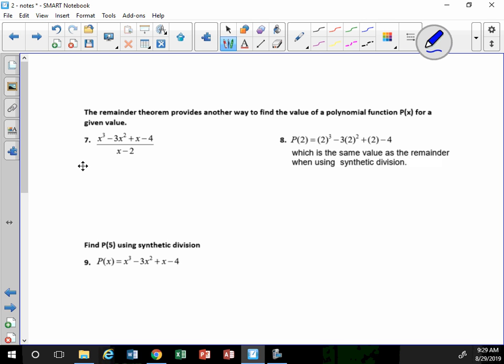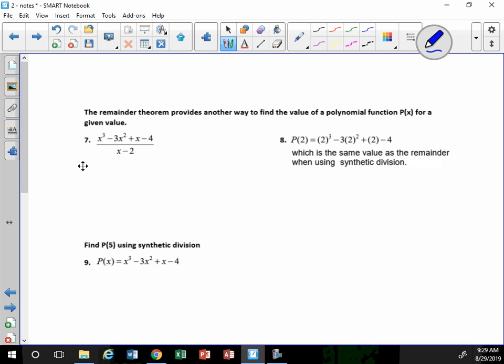All right, so on the back, we're going to start talking about the remainder theorem here. That's one of the theorems you had at the top of your notes. What the remainder theorem tells you is if you plug in whatever you would use for your synthetic division, you can quickly find the remainder. Okay, so we're going to just look at that with these two problems.